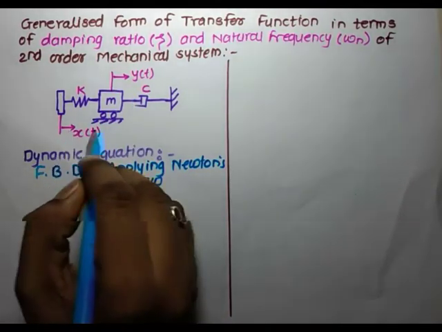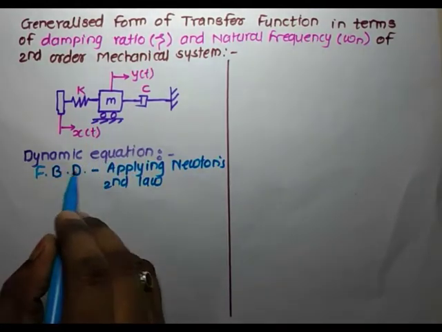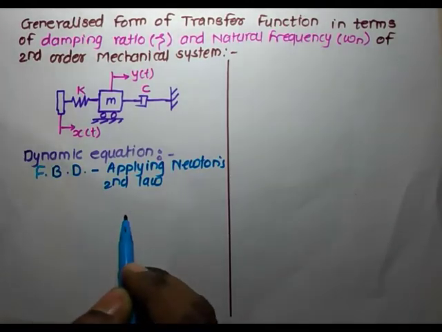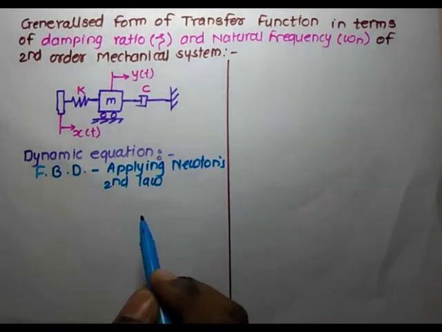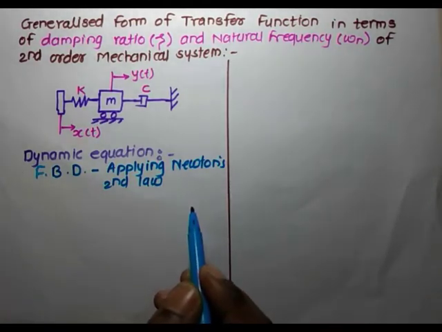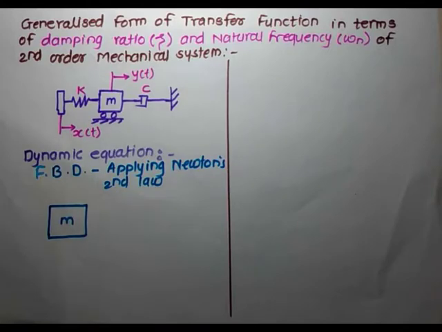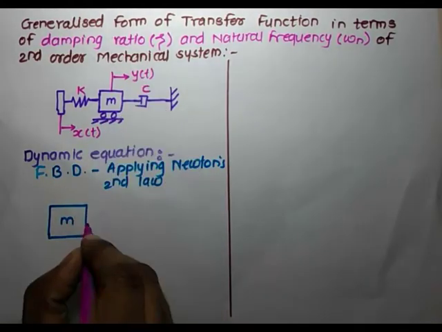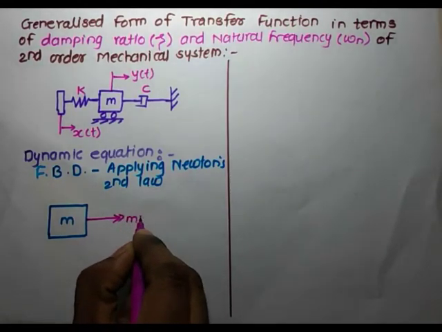Now for this second order mechanical system, which consists of a spring, mass and damper, we'll derive the dynamic equation first, and from that dynamic equation we'll get the transfer function. Once we have a transfer function, we'll derive the transfer function in terms of damping ratio and natural frequency after understanding the definitions of damping ratio and natural frequency, and the forces exerted on this mass. Let's assume that the mass is accelerating in the direction of y displacement. So the accelerating force is acting in the direction of displacement, and that is m into y double dot.